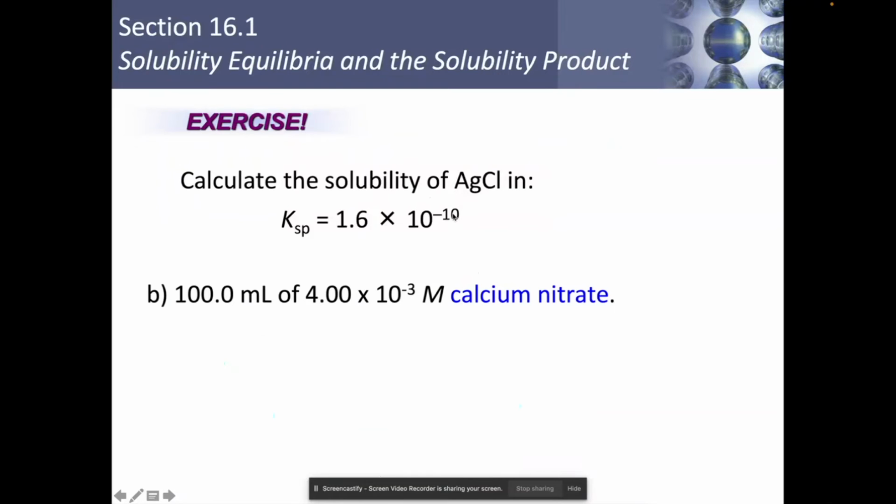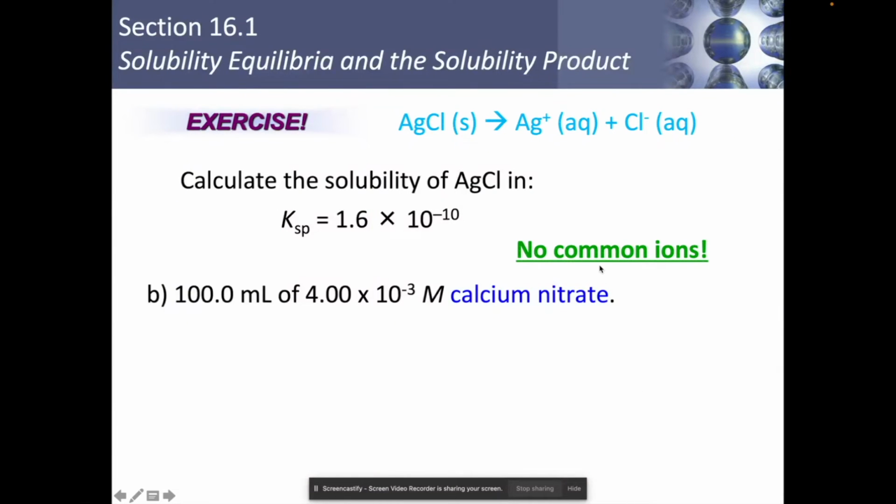All right, let's try this. Calculate the solubility of AgCl in 4 times 10 to the negative 3 calcium nitrate. Do you notice that there's no common ion? So let's look at both. Here's my original. This would break apart into a calcium and also 2 nitrates, and there's nothing in common, so I don't need to use this information at all. This is entirely useless information.